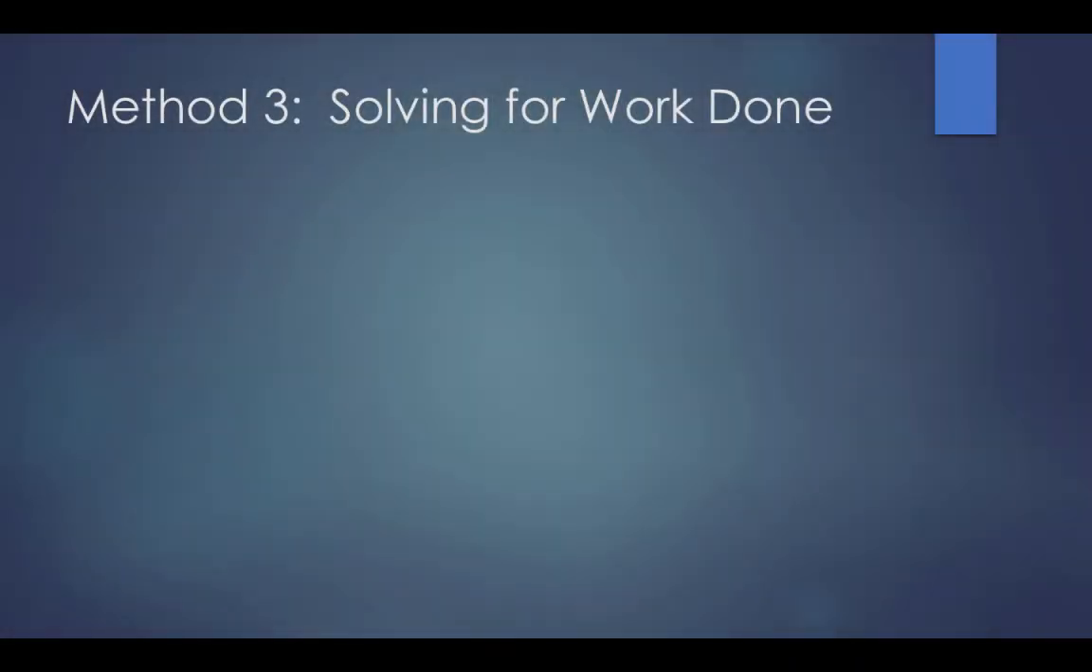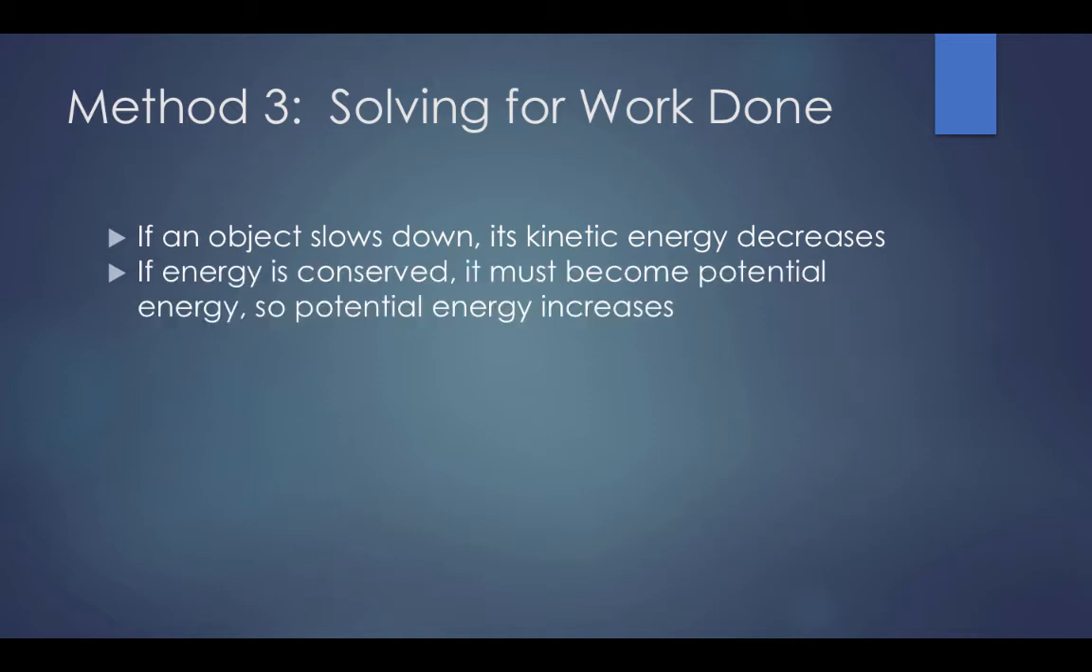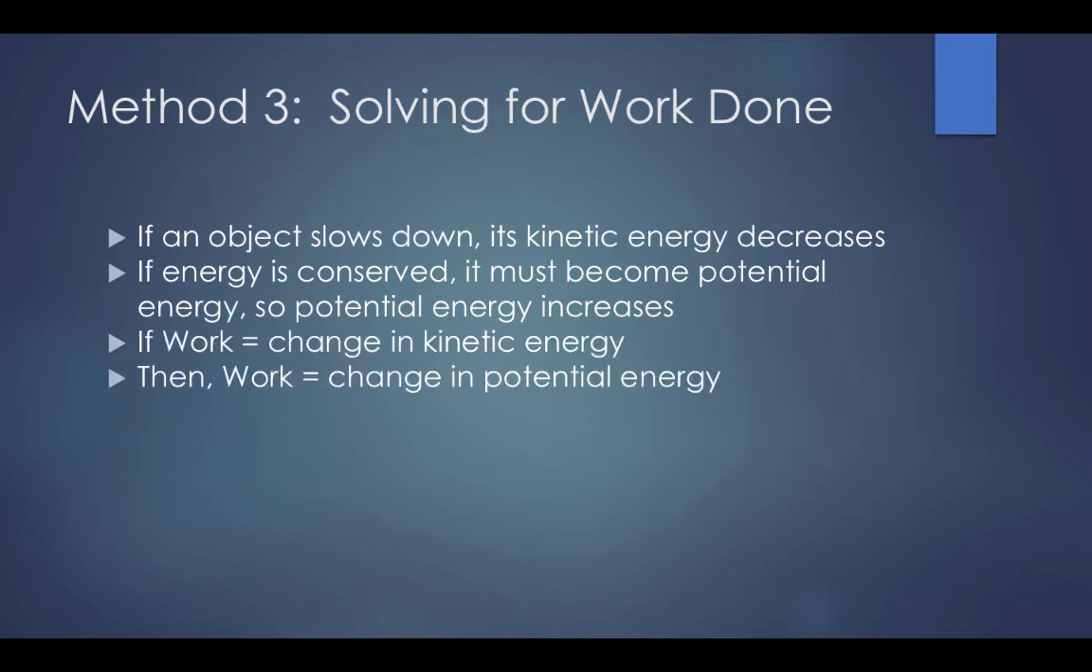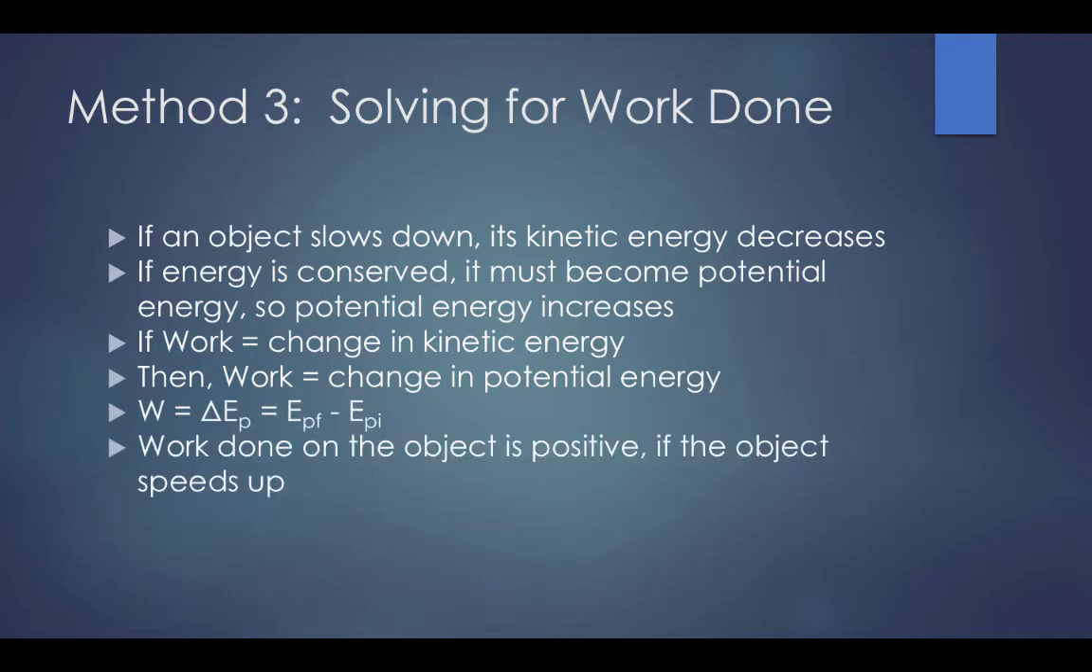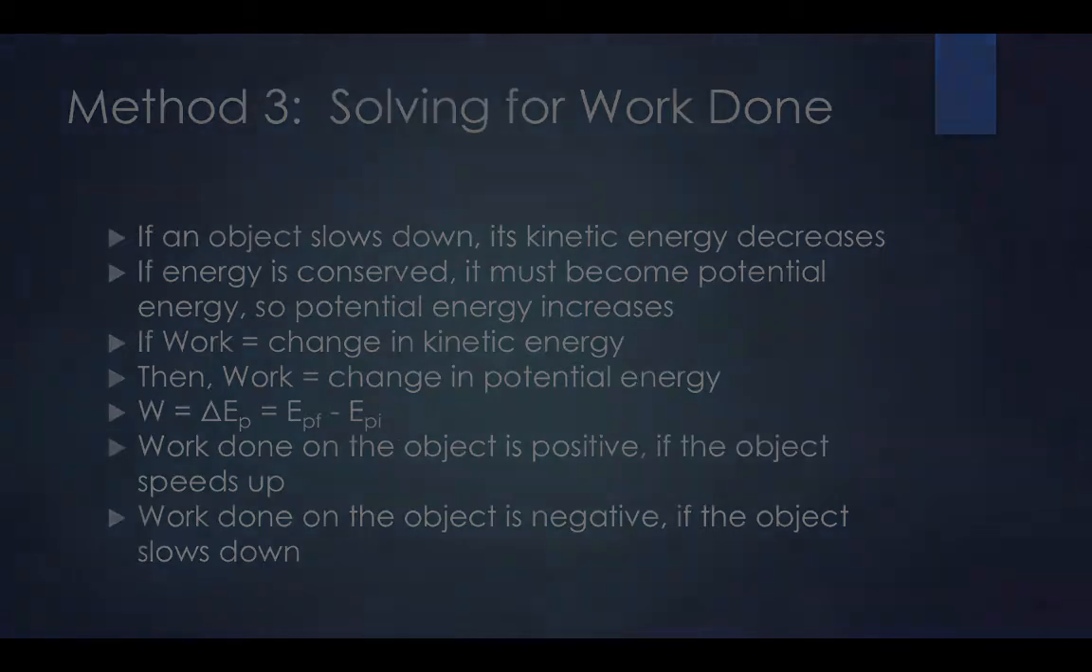Method 3 uses the same work energy premise as Method 2. If an object slows down, its kinetic energy decreases. Based on the conservation of energy, that means that there must be an increase in potential energy. If work equals change in kinetic energy, then work must also equal change in potential energy. Work equals final potential energy minus initial potential energy. Again, the work done by applied force on an object is positive if the object speeds up, and the work done by an applied force on an object is negative if the object slows down.